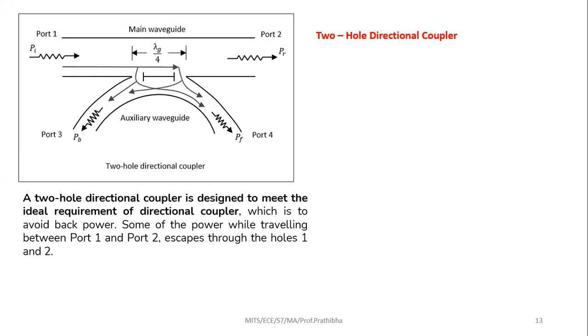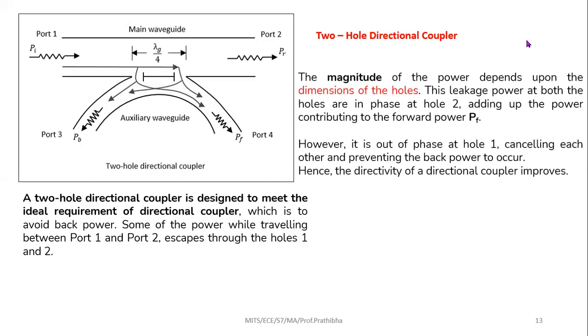So basically a two-hole directional coupler is to meet the ideal requirement of the directional coupler, which is to avoid the back power. Some of the power while traveling between port 1 and 2 will escape through these small holes here. The gap between the holes is at a distance of lambda g by 4. You need not take this down, just listen. I will pass the PowerPoint so you can read it.